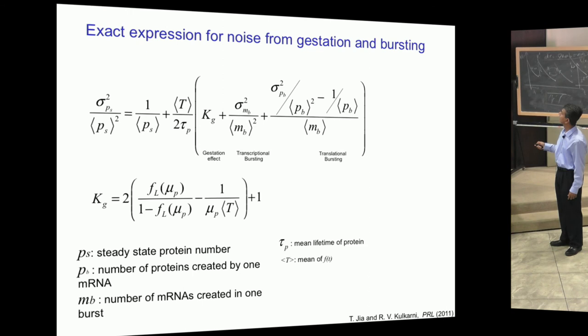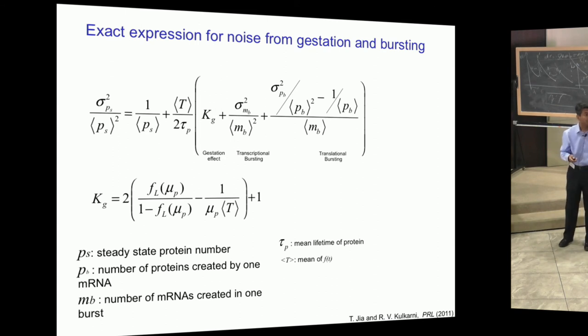This is the exact expression for the noise in protein distributions given a combination of all these effects. You can see there are combinations of effects from translational bursting, the protein burst distribution produced by a single mRNA, and transcriptional bursting also, and that adds to a term which we call the gestation factor. This relates the waiting time distribution of arrival to the overall noise in protein distribution. It's a bit complicated. It depends upon the Laplace transform of the waiting time distribution evaluated at a particular value.